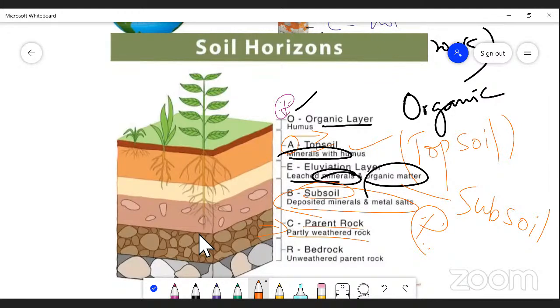Then the last layer is the last horizon, the R horizon. It is also known as bedrock. So this is a region where you find very big rocks embedded inside the earth, right? And just under which you can find groundwater. Actually, groundwater, purified water, the water used by mankind is taken from this region, the R horizon or bedrock, because this region is occupied by large rock. Under which you can find the availability of fresh water, right?